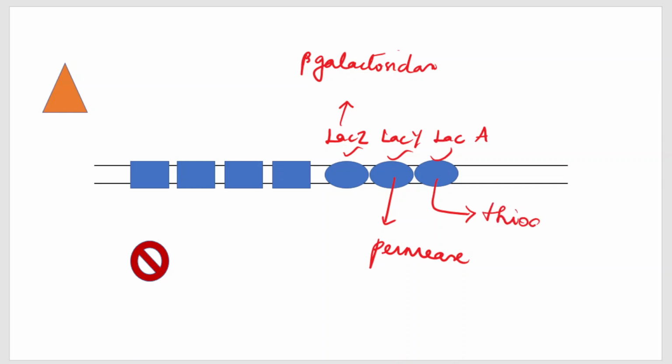thiogalactoside transacetylase. Yes, so these are the 3 genes which are involved in lactose metabolism. So whenever a bacteria has to utilize the lactose, these 3 genes have to be transcribed.